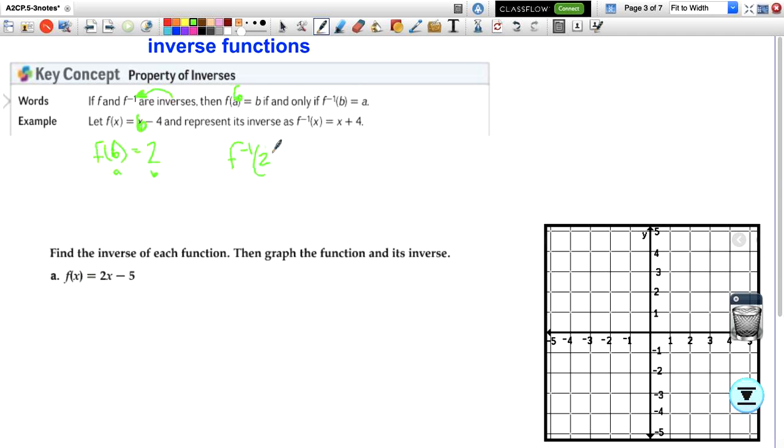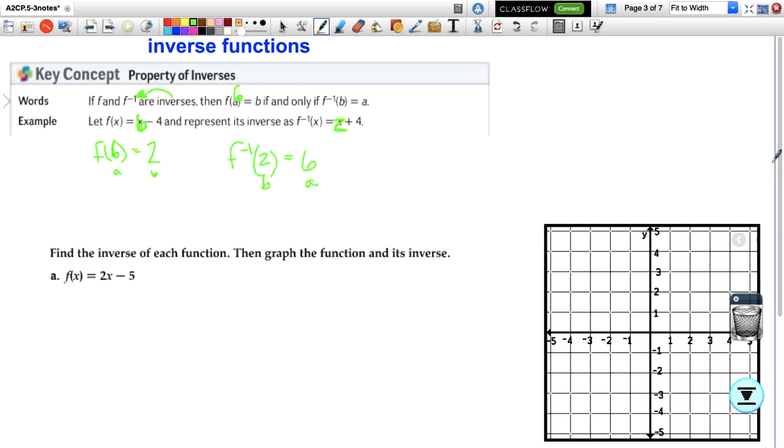So let's plug in 2. If this and this are inverses, then I should get out the input here, right? 6. So let's see. I'm going to take 2, I'm going to plug it in here. 2 plus 4 is 6. Oh my gosh, so it is the B and it is the A. So because this holds true, they are inverses. And that's just a property of inverses. Your input and your output has to be your input and your output. It's flip-flopped.